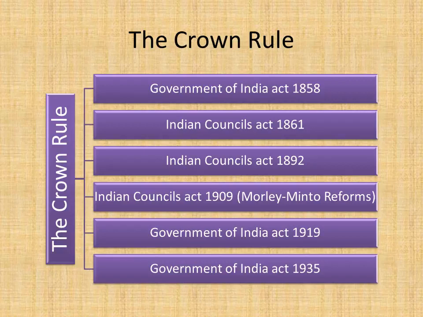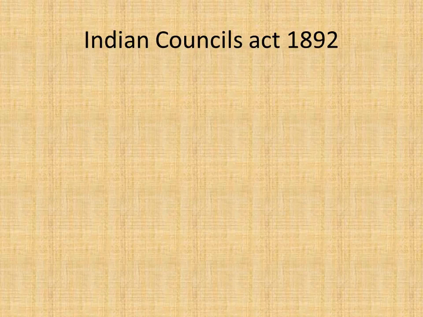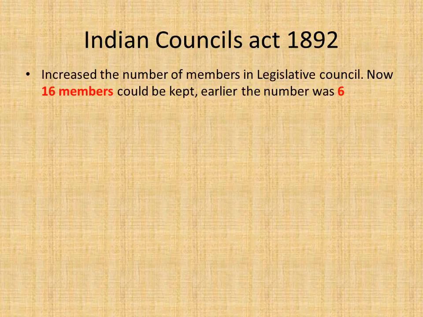The next Indian Councils Act is the Indian Councils Act of 1892. So let us discuss the important features of this act. The first important feature was that it increased the number of members in the Legislative Council. Now 16 members could be kept. Earlier the number was 6. It was at the discretion of the Viceroy to keep 10 to 16 members. So he could keep any number of members he wanted up to 16. Initially there were 6 members, and out of these 6, 3 were Indians.